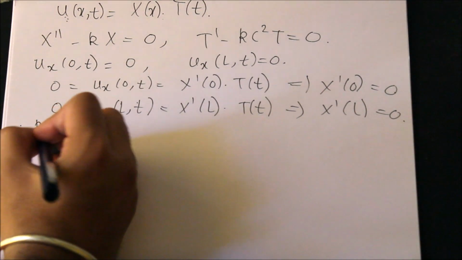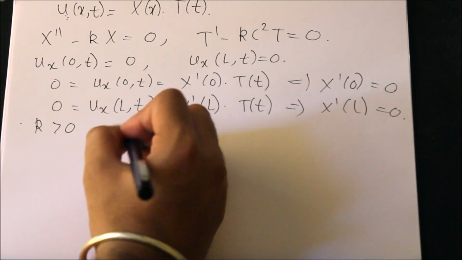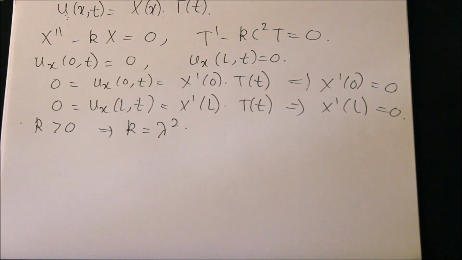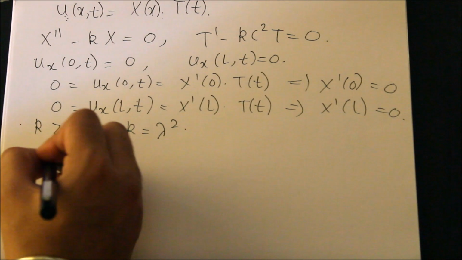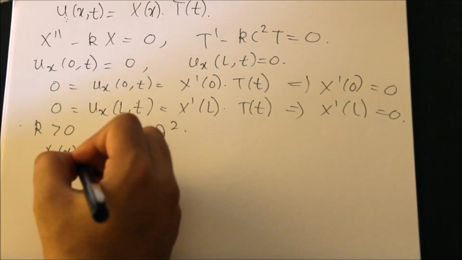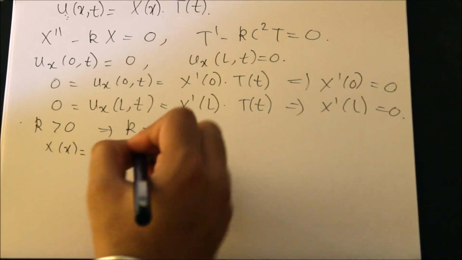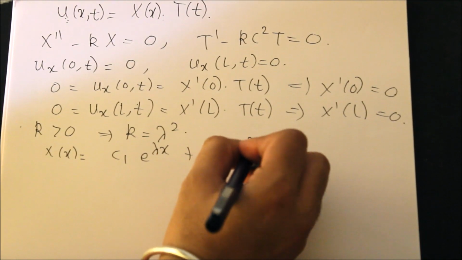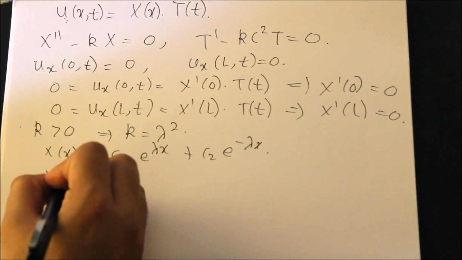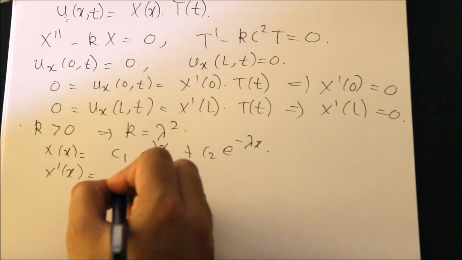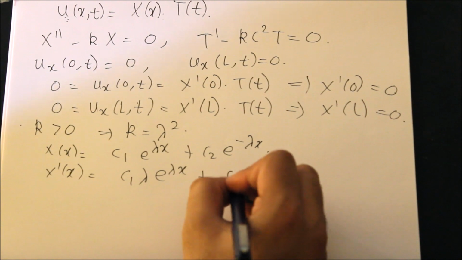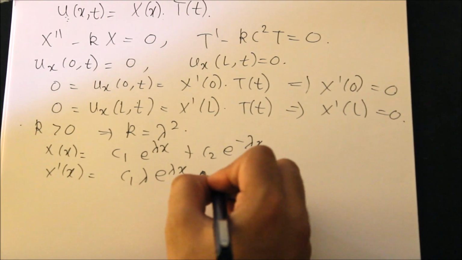Now what were the cases? The first case was k greater than 0. So we took k equal to lambda square, and if you remember, we got the auxiliary equation, and from there we wrote X of x as c1 e raised to lambda x plus c2 e raised to minus lambda x. So what is X dash of x? It is c1 lambda e raised to lambda x minus c2 lambda e raised to minus lambda x.